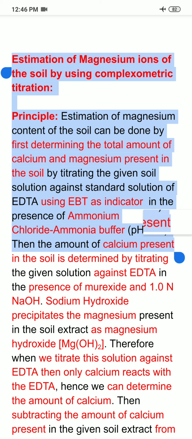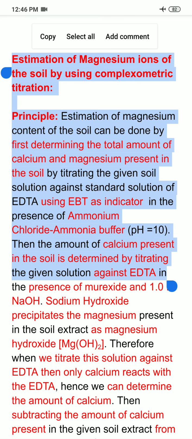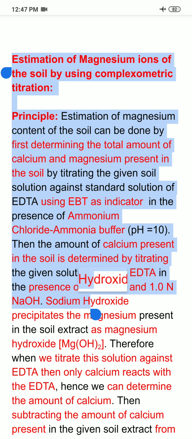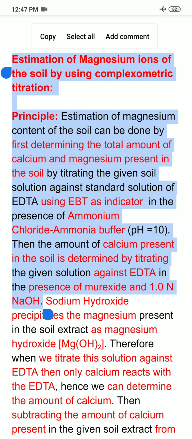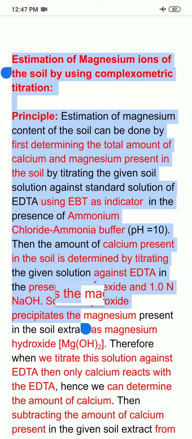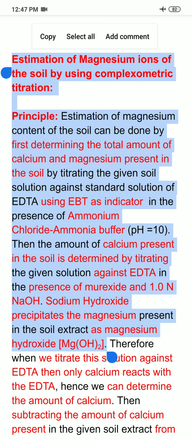And then the amount of calcium present in the soil is determined by titrating the given soil extract or soil solution against EDTA in the presence of murexide indicator and 1 normal sodium hydroxide solution. The purpose of using sodium hydroxide is that it precipitates the magnesium present in the soil extract in the form of magnesium hydroxide, which has the formula Mg(OH)2.